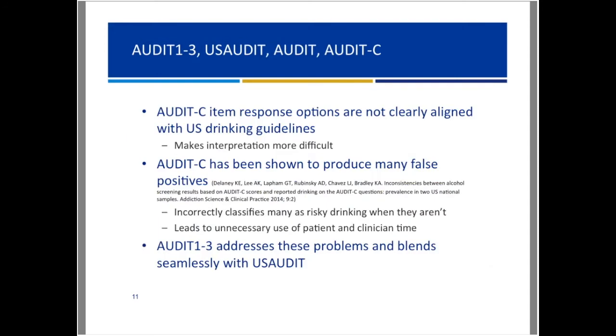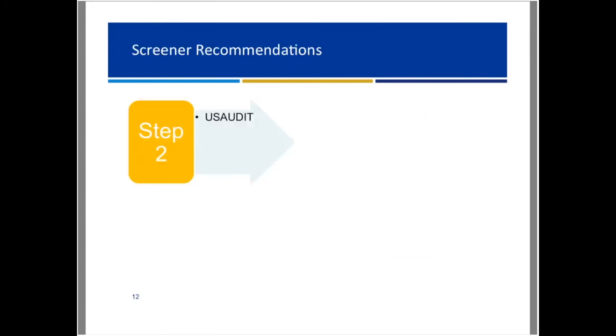So in sum, the Audit C item response options are not clearly aligned with the U.S. drinking guidelines, and that makes interpretation more difficult. The Audit C has been shown to produce many false positives. In other words, it incorrectly classifies many people as risky drinking when they really aren't, and it leads to unnecessary use of patient and clinician time. The AUDIT-1-2-3 addresses those problems and blends seamlessly with the U.S. audit, which I'll talk about next. So that's step 2 of the CDC recommendations.